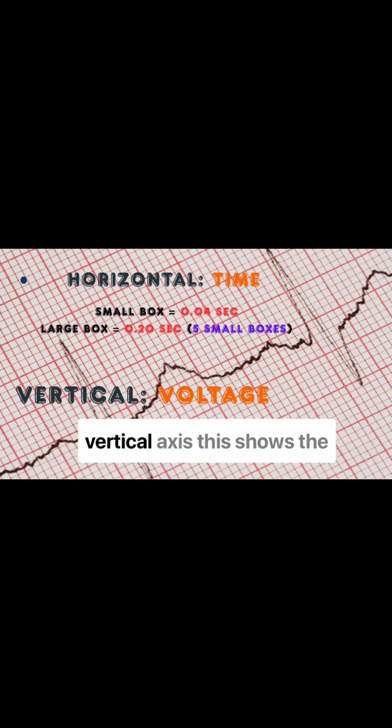Now let's look at the vertical axis. This shows the voltage or amplitude of the heart's electrical signals. One small square is equal to 0.1 millivolt and one large square is equal to 0.5 millivolt. Now, if a wave reaches two large squares high, how much voltage is that? Think about it. Yep, you got it, 1 millivolt.